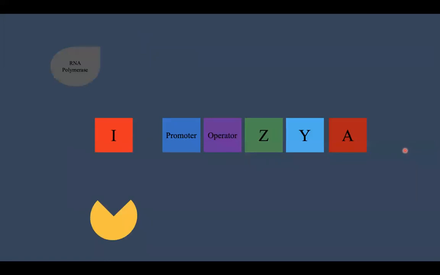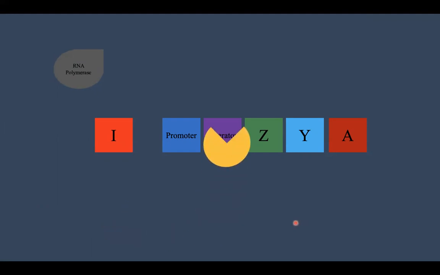With this visual, here the temperature is low. There is a lack of substrates or small molecules. Due to this, the repressor acts as the off switch, binding to the operator, turning off transcription.